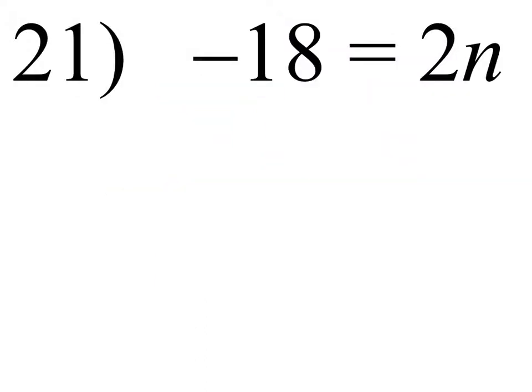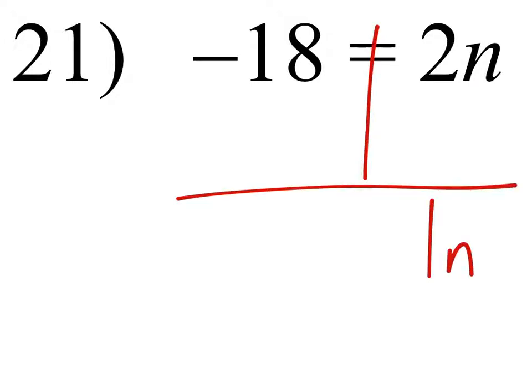Number 21. Which property are we using? The additive inverse or the inverse ops? Inverse ops. We want inverse ops because in this case, we want it to be a 1n. We don't want it to be 0n because it just cancels itself out. So what do we got to do to this to make it a 1n?